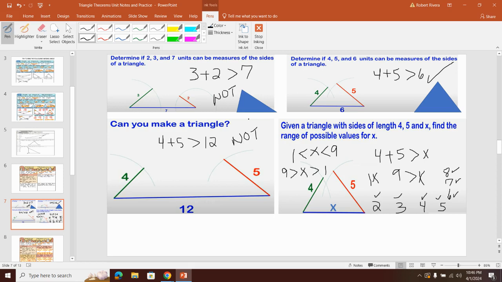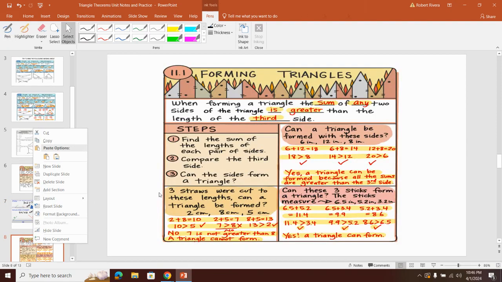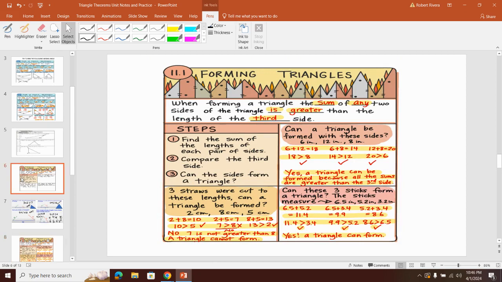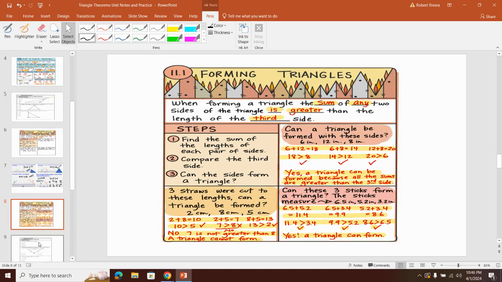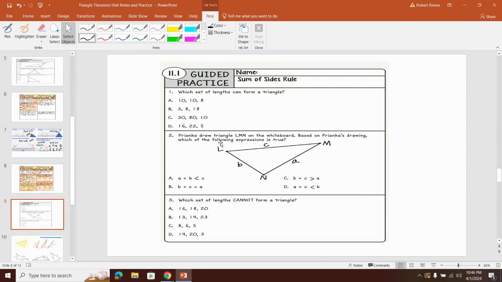Basically, I recommend you add the two smallest, and they better be greater than the third. Again, here's some. You go and check which ones, if it's going to form a triangle, yes or no. The answers are here in case you want to know how we solved it, and then you're going to try these for homework by yourself. Okay?